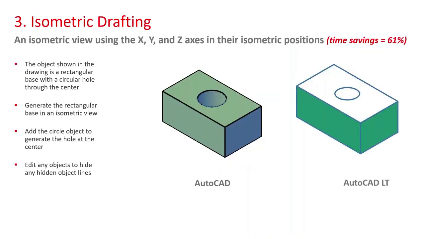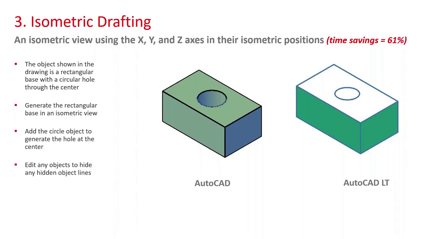Moving along now, we're going to have a look at isometric drafting. Now, this kind of relates to the previous video a little bit. And what we're going to look at is an isometric view using the X, Y, and Z axes in their isometric positions. Now, the time saving here is 61%. Now, again, you might not get 61%. You might get more even, depending on what you're doing at the time.